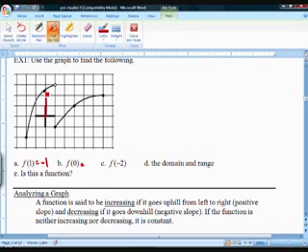f of 0. Here's 0. That is going to be about 2.5. So when you plug in 0 for x, you go up, it's about 2.5. Negative 2, f of negative 2 would be also negative 2.